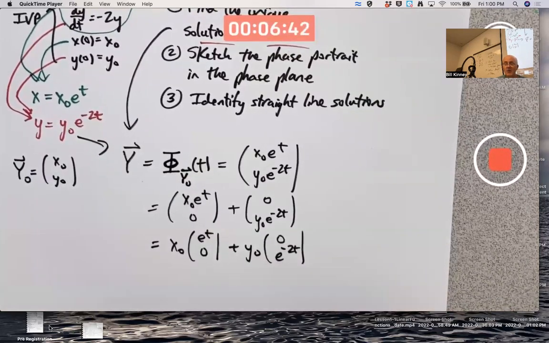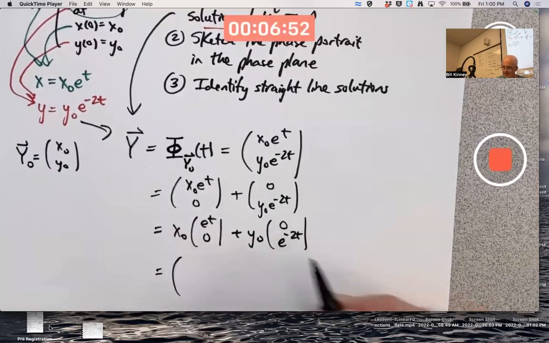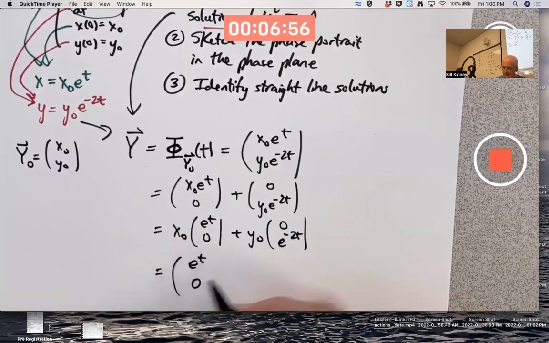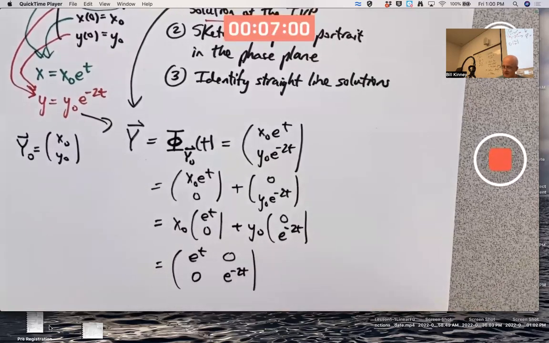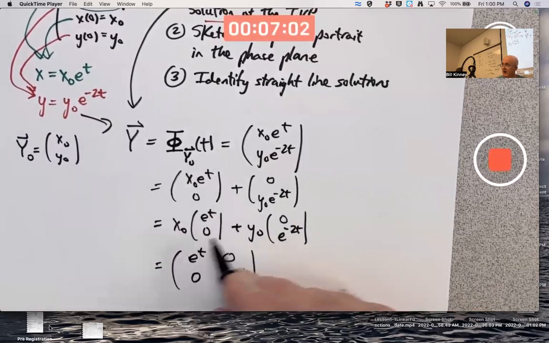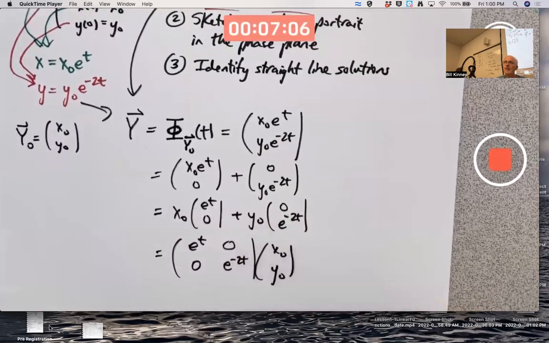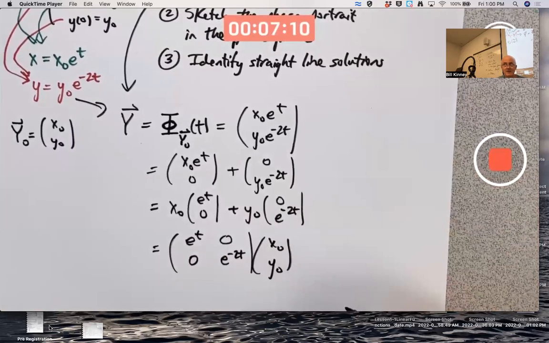I've been trying to hit home in your brain that when you have a linear combination of column vectors, that's the same as a matrix times a vector. That's the definition of a matrix times a vector. What matrix? The matrix where these vectors are its columns: (e to the t, 0) and (0, e to the negative 2t). And what vector? The vector whose components are the weights, x0, y0. This was not required as your CP here, by the way. I'm doing extra.